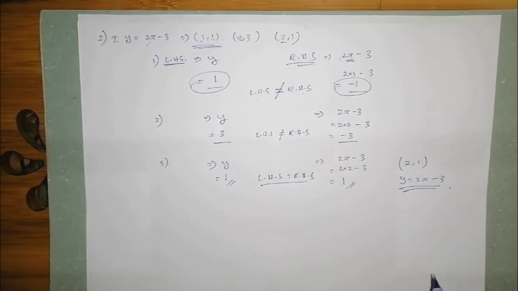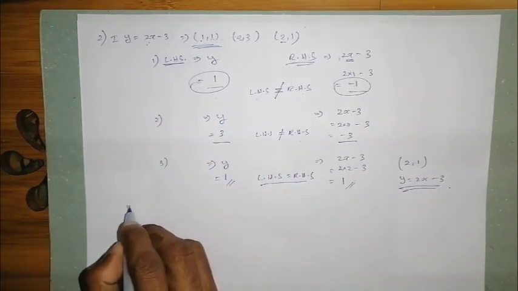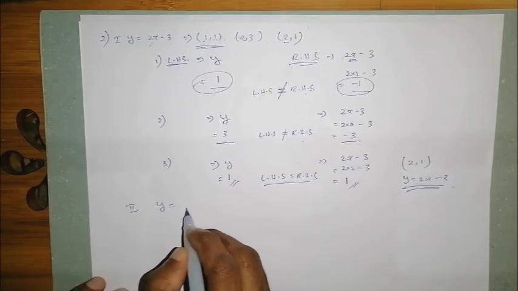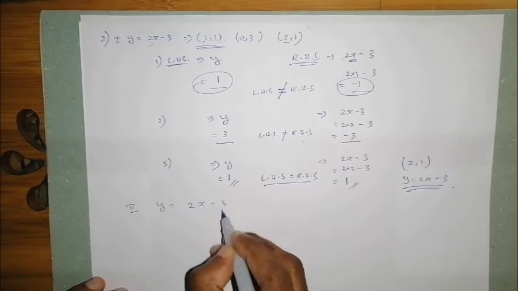So now you know the theory, so you can do the workings. So second question we have y equal 2x minus 3.